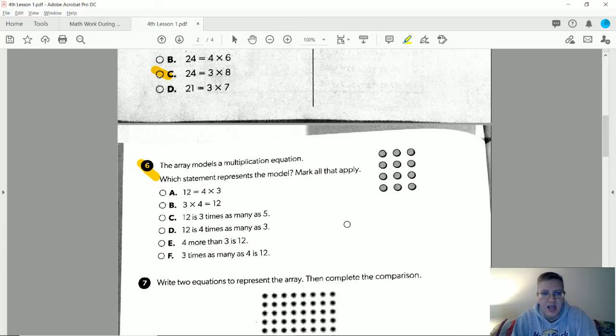Number 6, if we have mark all that apply, that means we will have more than one correct answer. So let's take a look at all the options. Which statement represents our model? So we have 4 rows of 1, 2, 3.